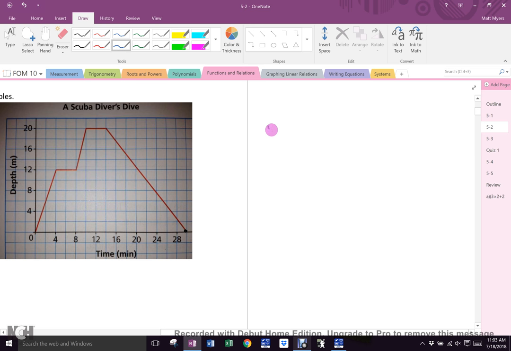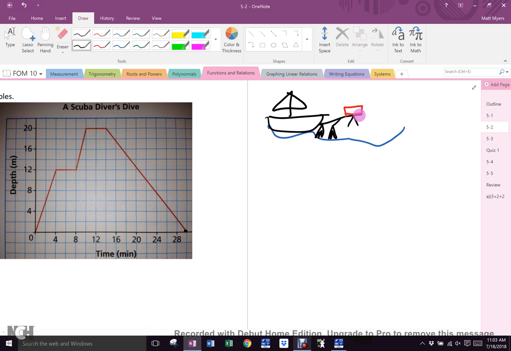Because what actually happened is, of course, there was a boat and there was a diver who jumped off the boat, one flipper, two flippers, air tank, one arm, two arms, head, face mask. And she went down, hung out right there for a while, went down some more, hung out right there for a while, and then came up. Right? That's what happened. The graph does not show that.